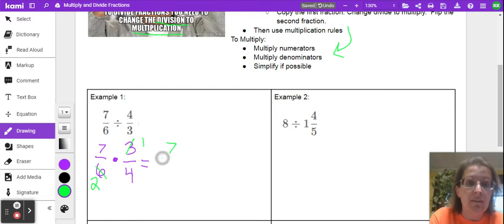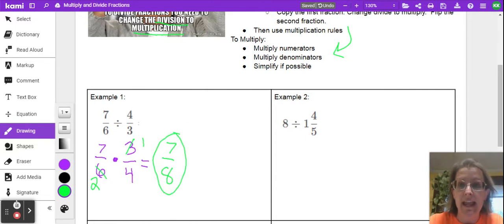7 times 1 is 7. 2 times 4 is 8. So we multiplied our numerators, we multiplied our denominators, and our final answer is 7/8. Remember, that's not the only way to divide. There's a lot of other models that you learned in 5th and 6th grade. However, in 7th grade, we mostly use the algorithm.